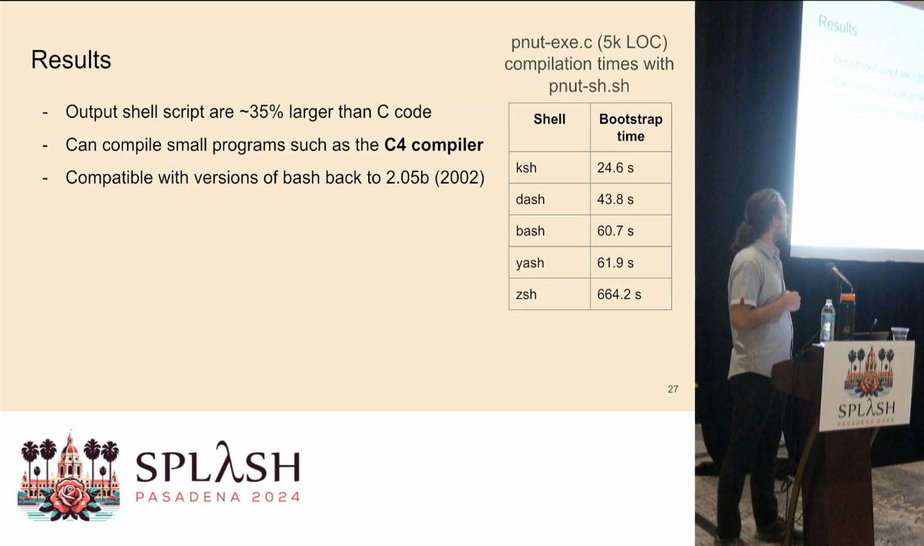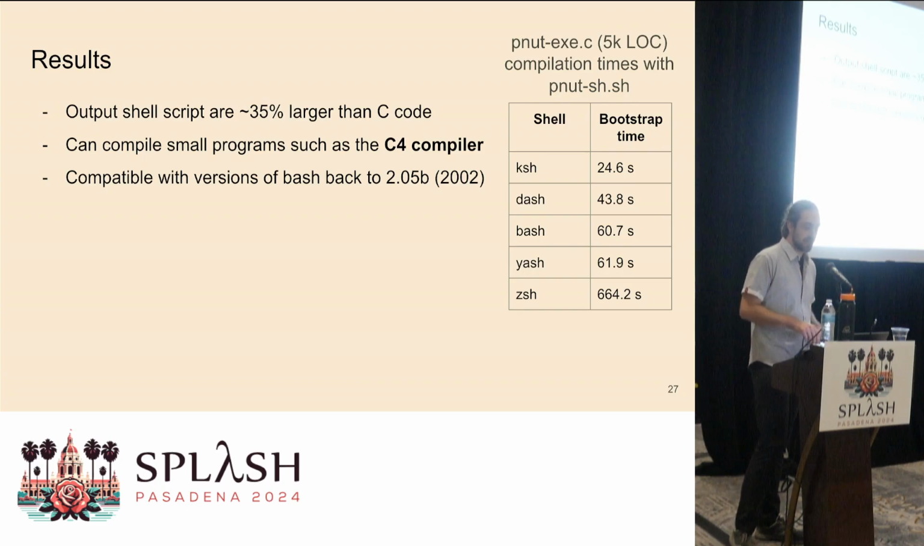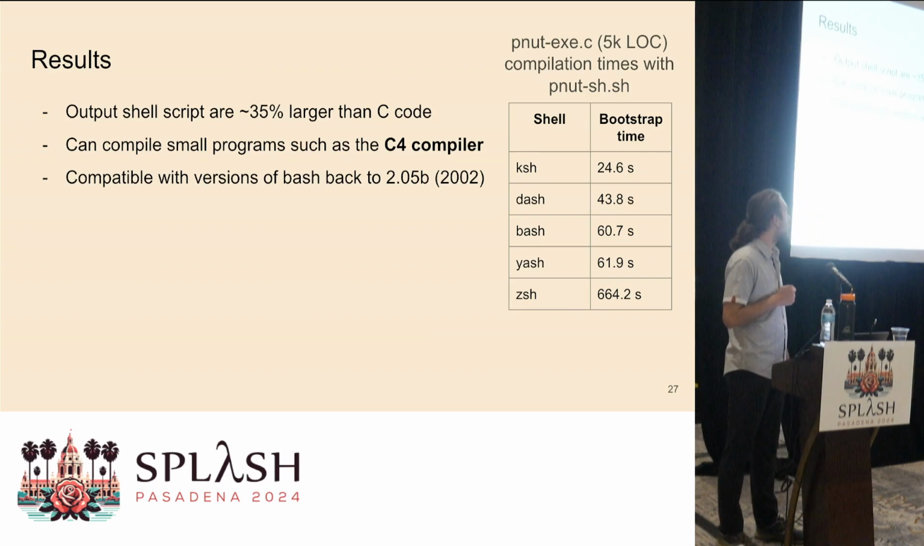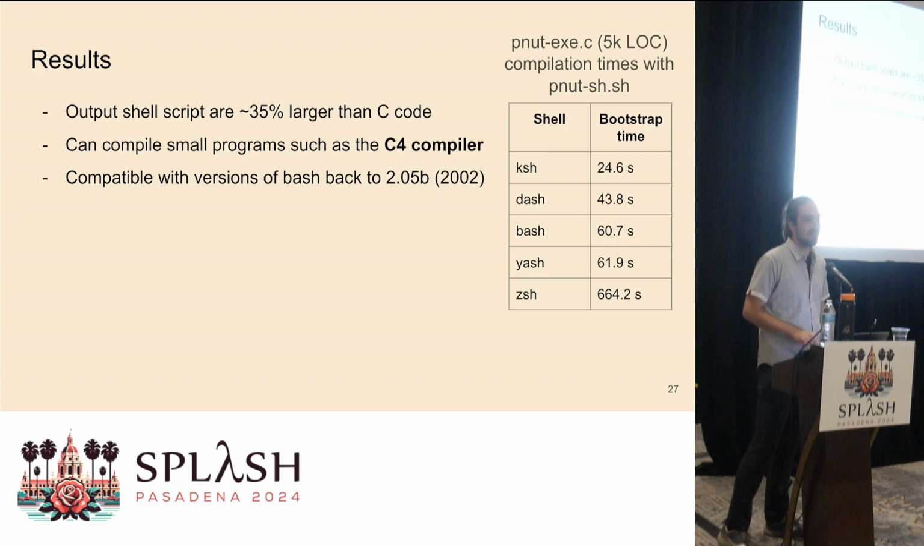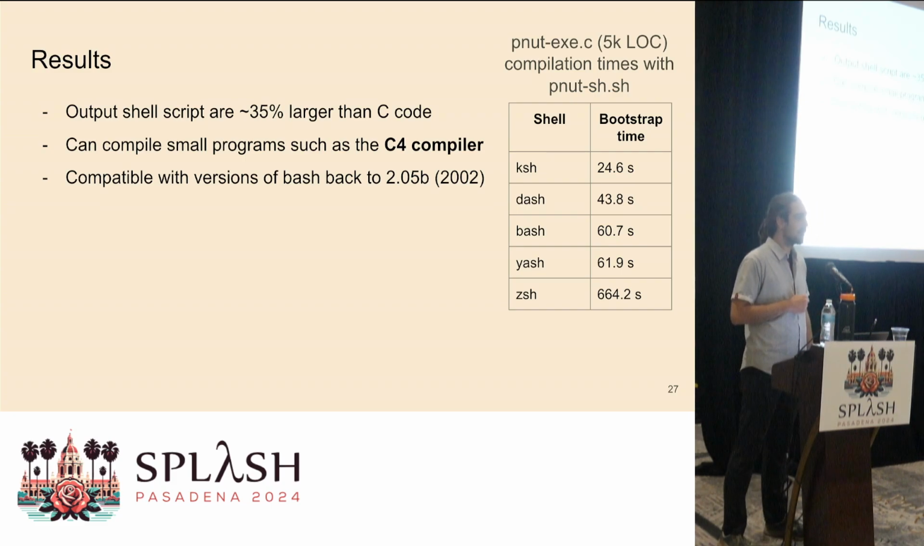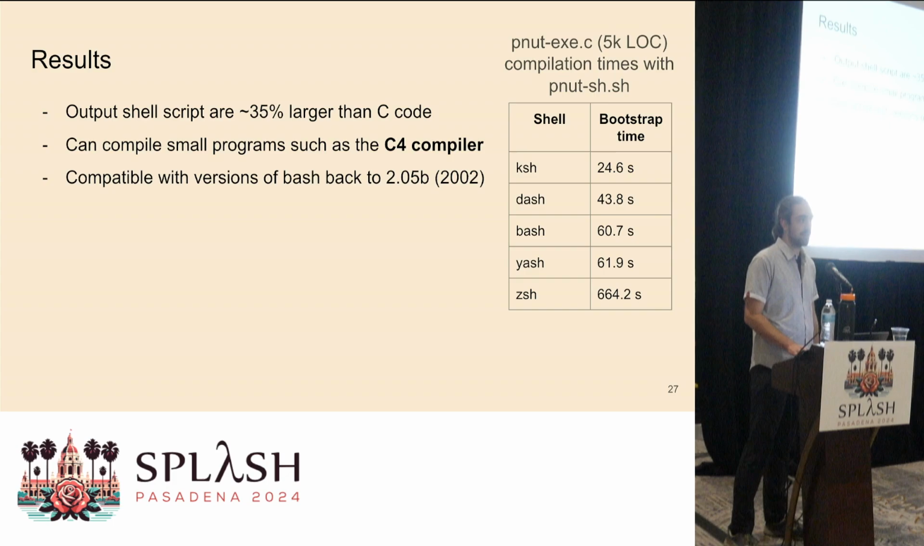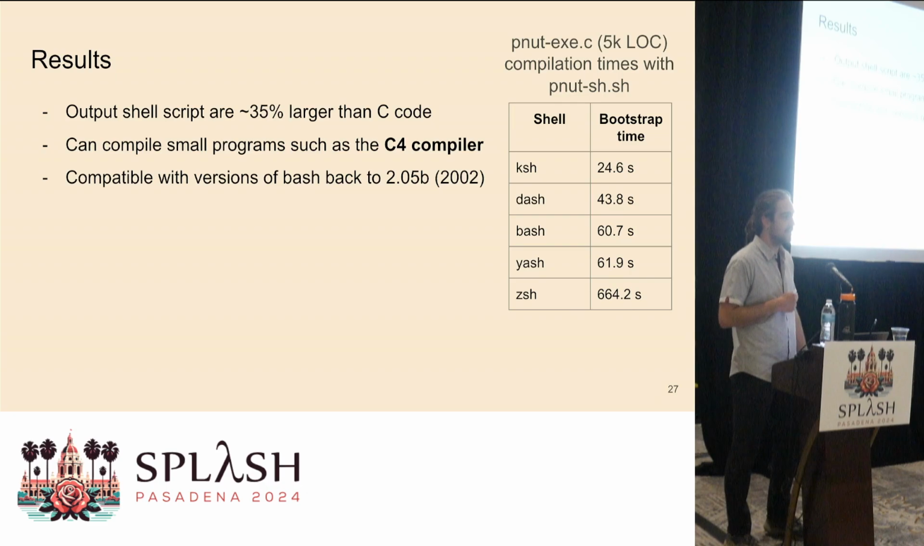And in terms of bootstrapping time, to compile pnut.exe using the pnut shell script, it takes about a minute, more or less, depending on the shell. There's Z shell that stands out. For some reason, it's much slower, but it is still very reasonable, especially for something that would only happen once. Right when you have compiled pnut.exe and TCC and GCC, you no longer have a reason to use pnut shell.